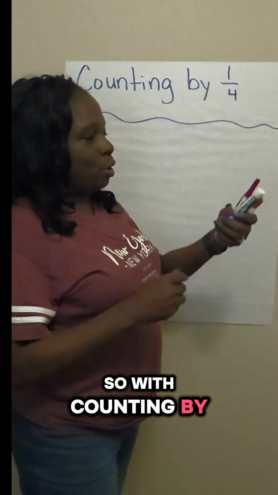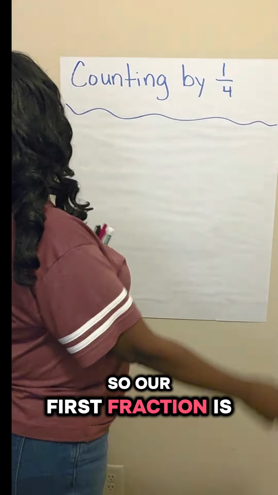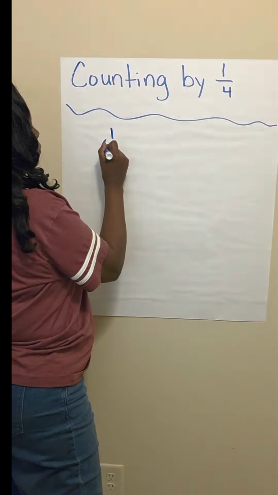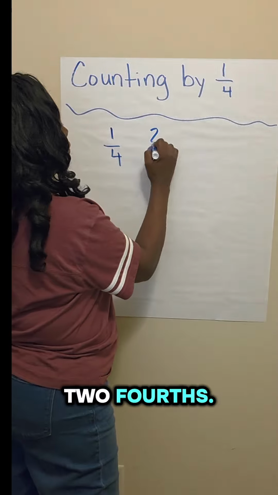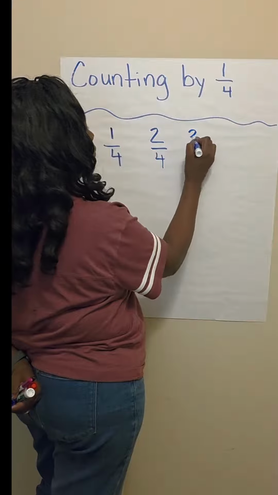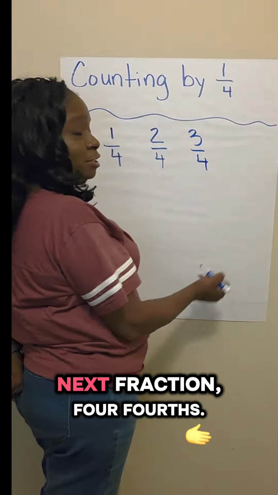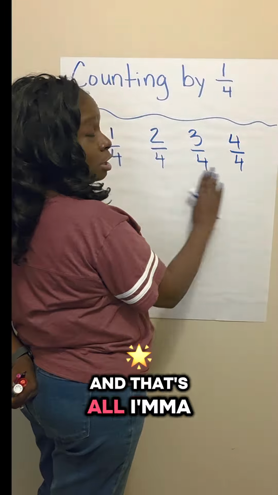So with counting by 1/4, we're basically going to start counting by fractions. So our first fraction is 1/4. Keep counting. Next fraction, 2/4. Next fraction, 3/4. Next fraction, 4/4. And that's all I'm going to write on that row.